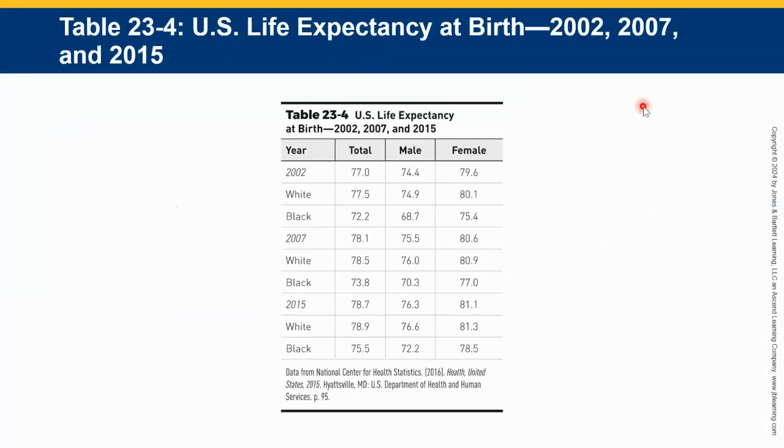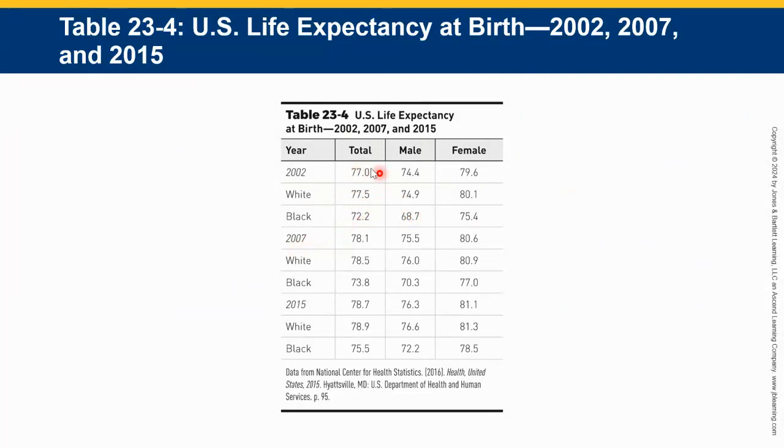This last one here, we were just talking about life expectancy at birth in 2002, 7, and 15. It still holds true. If we see here, in 2002, the life expectancy in the United States was 77 years old, men being 74 and females being 79.6. So females always have a longer lifespan than men because of testosterone, and men tend to exert more physical energy, and the testosterone plays a role in this. It's broken down into black and white. Still, women higher than men.